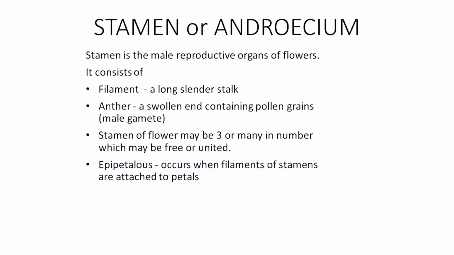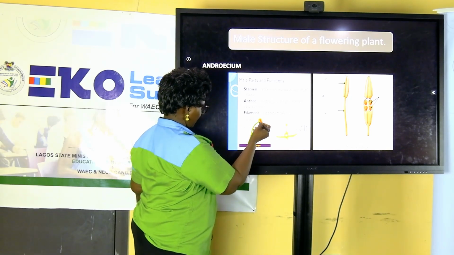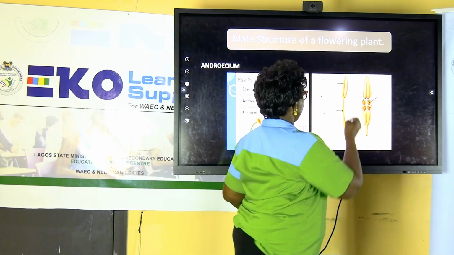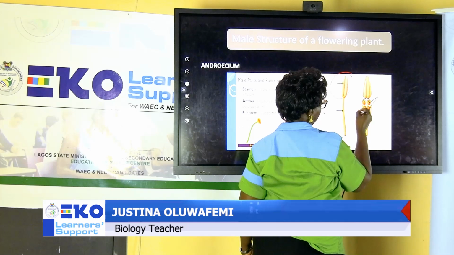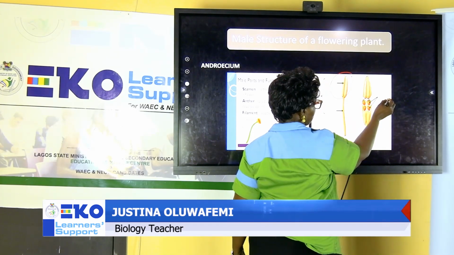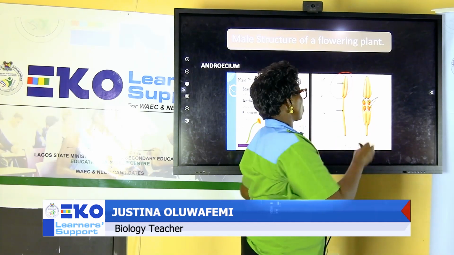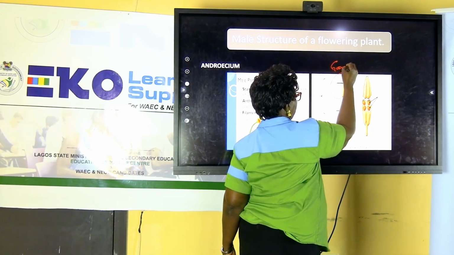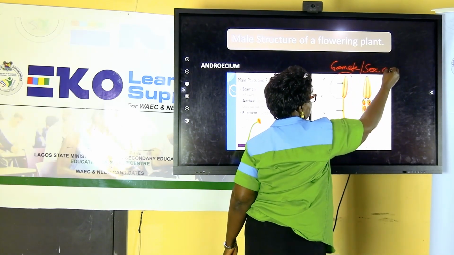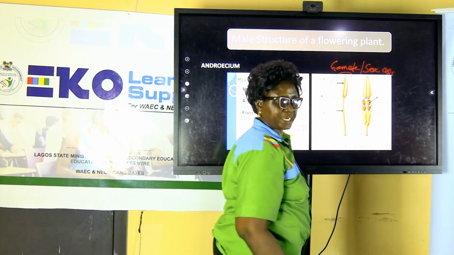So we are looking at the androecium. And the androecium is what? The male reproductive part of a flower. It has different parts. Looking at this, here is the anther and the filaments. But this is a bigger picture. And from here, we have the anther here. And the content of the anther is opened here. You can see the pollen grains. These pollen grains that you are seeing here are what is known as the gametes, or you call them the sex cells. Because there are quite many.